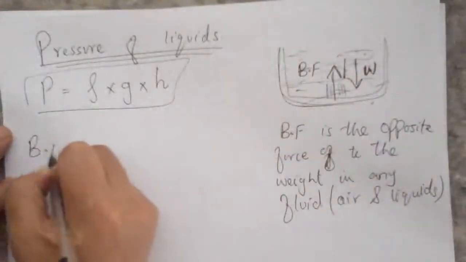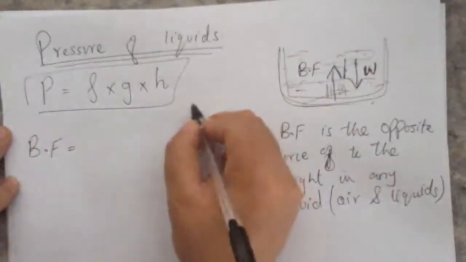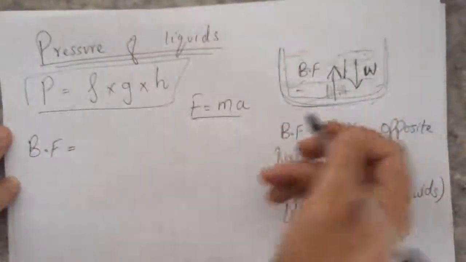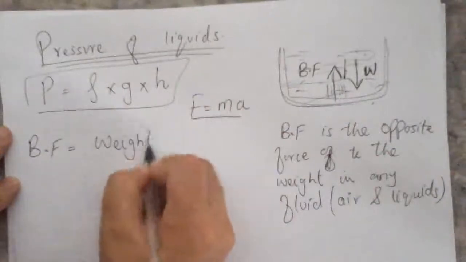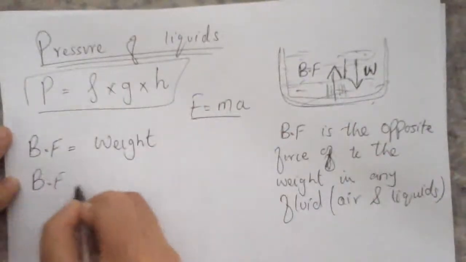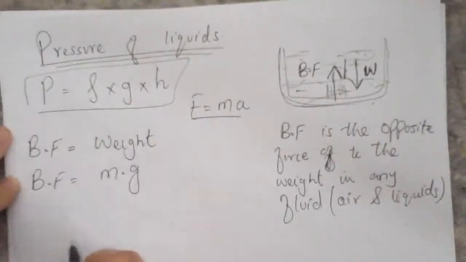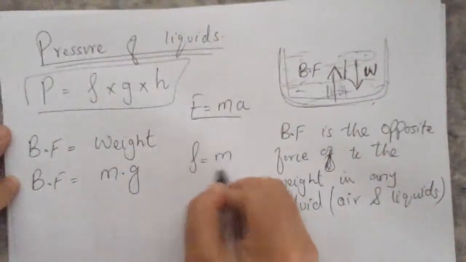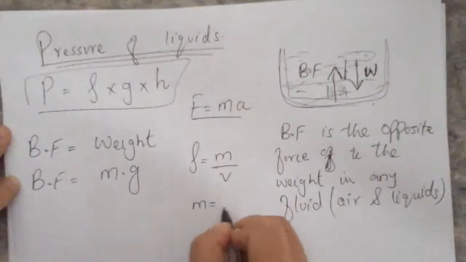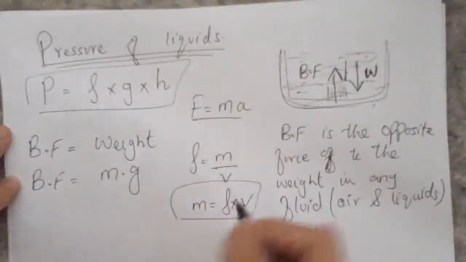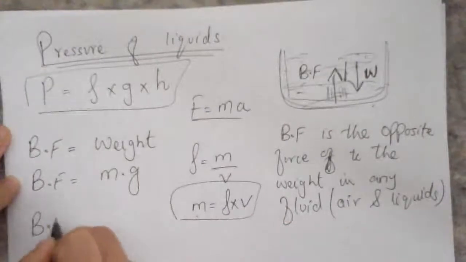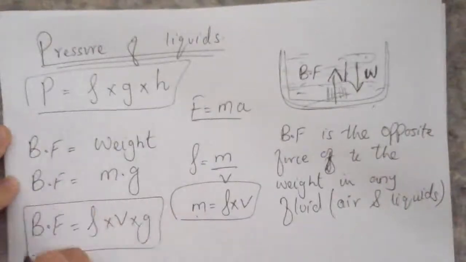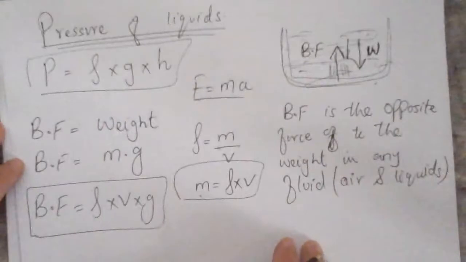So this buoyant force is equal to, we know the formula of force is ma. But here this buoyant force is equal to the weight of the object. What is the formula of weight? mg. And according to density, we know that density is mass per unit volume, so mass is equal to density multiplied by volume. So we put the value of mass into this equation. So buoyant force is equal to density multiplied by volume multiplied by g. This is the formula for buoyant force in a liquid medium.